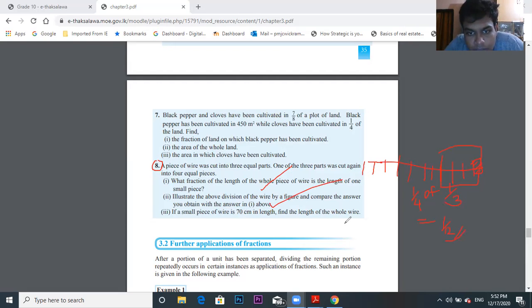If a small piece of wire is 70 centimeters in length, find the length of the whole wire. 1/12 is 70 centimeters long. Find the value of 12/12. That is what they're asking. So 70 into 12, 12 times 70. Multiply it very simply, we will get 840 centimeters.